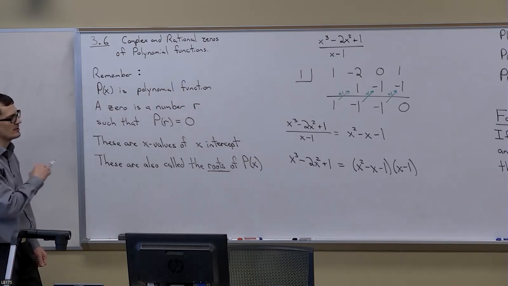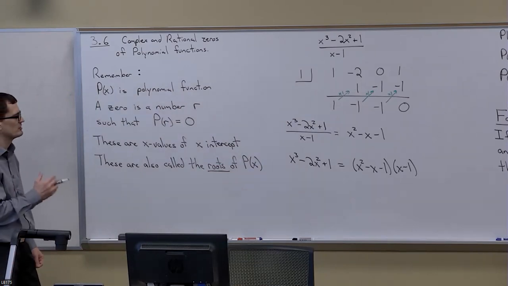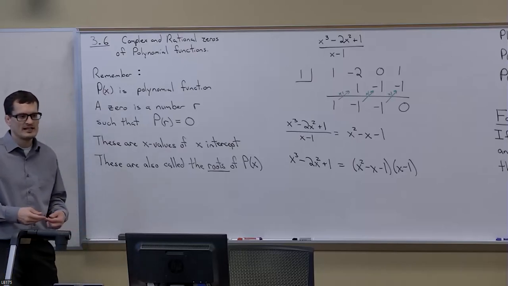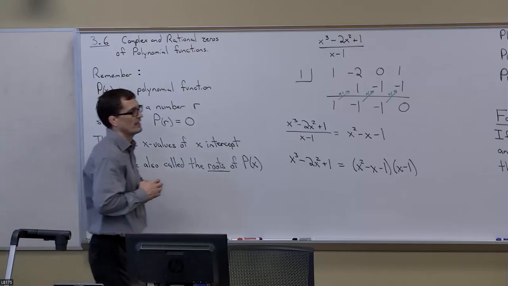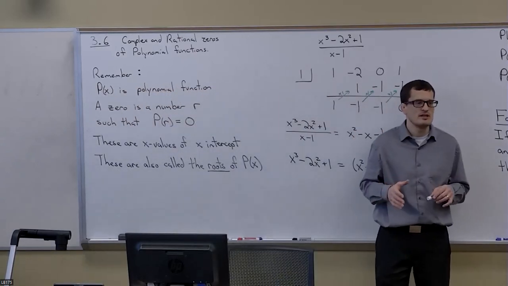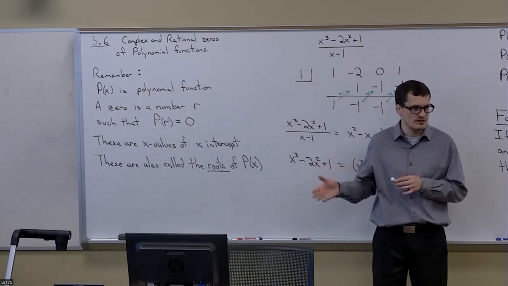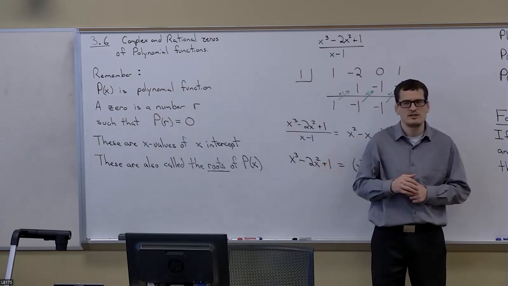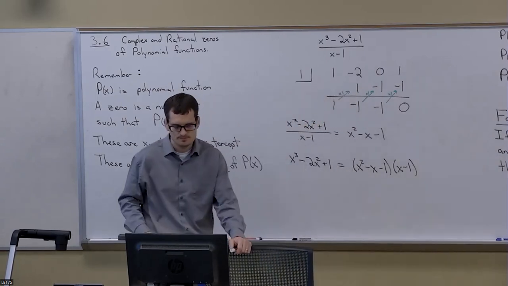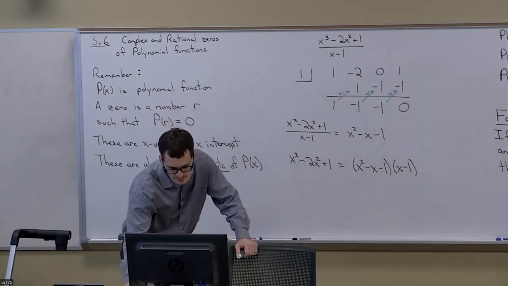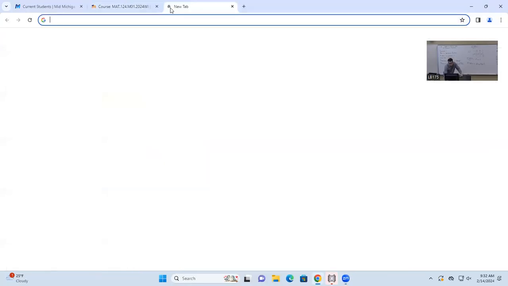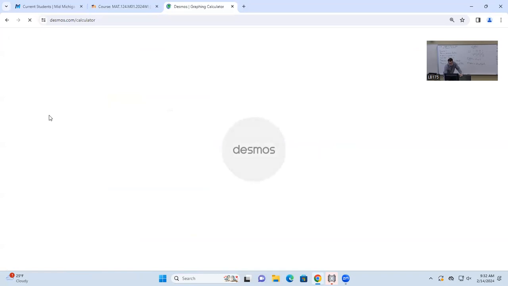So a 0 is the number you plug into the polynomial function, you get 0. Those are the x-intercepts. And if you ever encounter a problem that says, find the roots of this polynomial, it's looking for the roots, which are also the zeros, which are also the x values. That's a lot of different terms for the same thing. So let's do this. Let's go to Desmos.